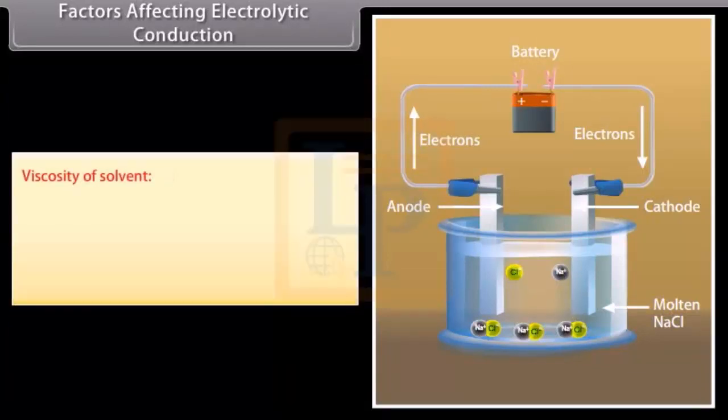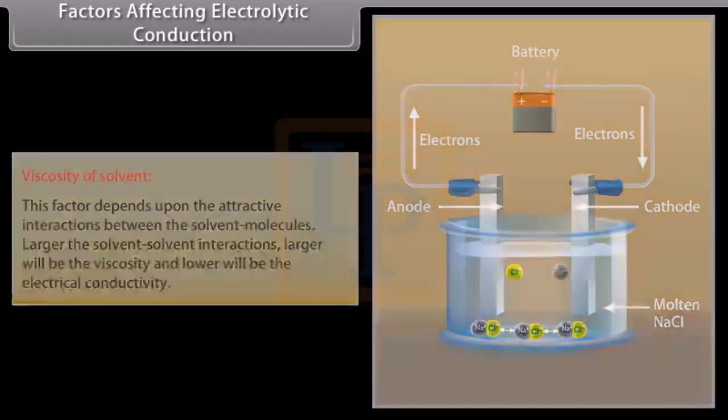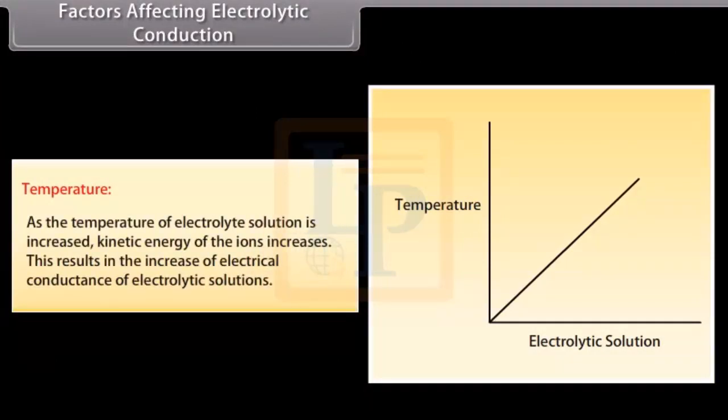Viscosity of solvent. This factor depends upon the attractive interactions between the solvent molecules. Larger the solvent-solvent interactions, larger will be the viscosity and lower will be the electrical conductivity. Temperature. As the temperature of the electrolyte solution is increased, the kinetic energy of the ions increases. This results in the increase of electrical conductance of electrolytic solutions.